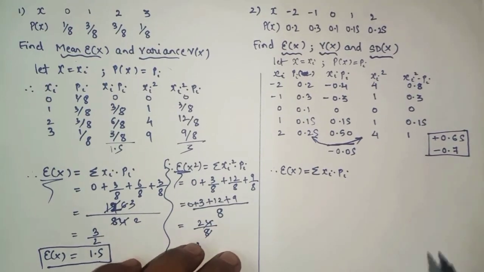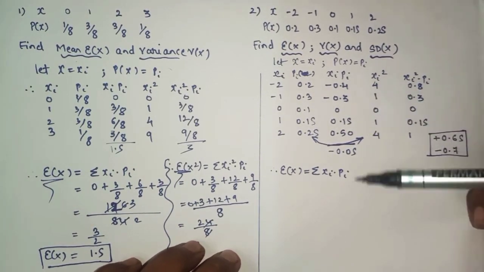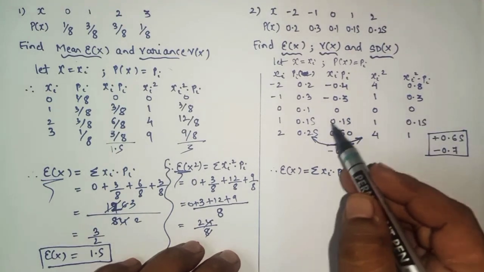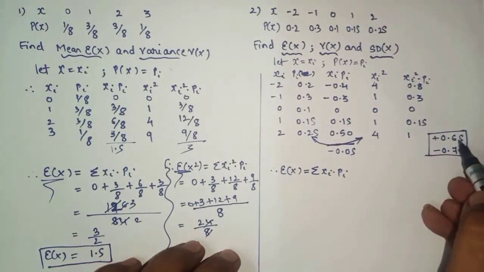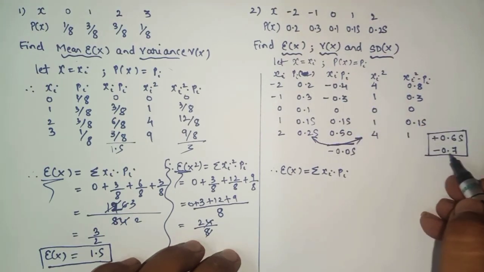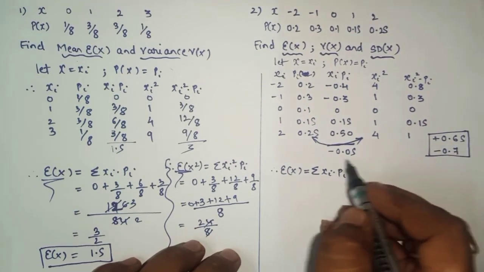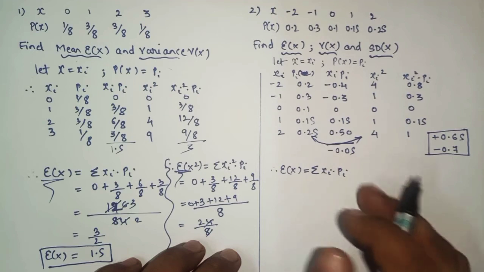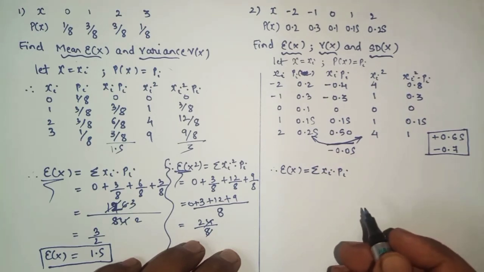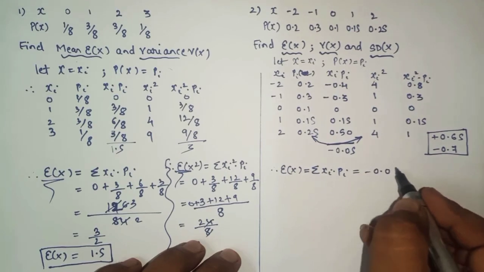Okay, understood? Once again, I will explain this part. Whenever you have negative and positive numbers, first you total the positive numbers and write it down, then the negative numbers. As here we got minus 0.7 and nothing is there, so you can write 0. So when you solve these two numbers, you will get the final result. As here the final result is what? Minus 0.05. So here we got the first answer as minus 0.05.